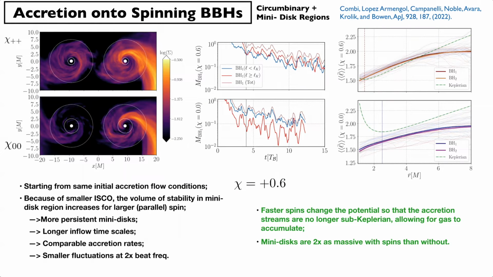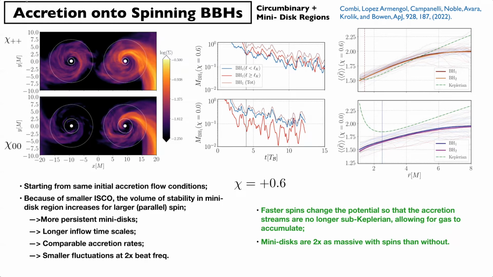The mini disks are expected to be the brightest feature of the system. And so we thought, well, spins are going to possibly affect the jets. And in fact, we see that they also affect the mini disk structures, because the spin diminishes the ISCO radius. What it does is it increases the volume of stable orbits in the mini disk region.